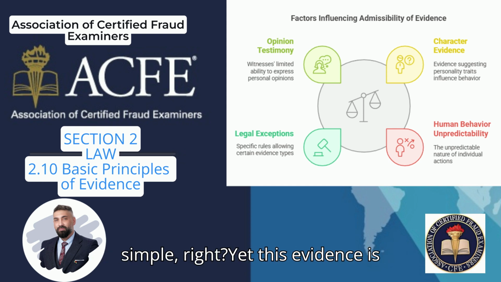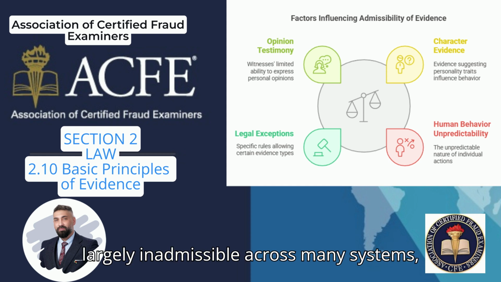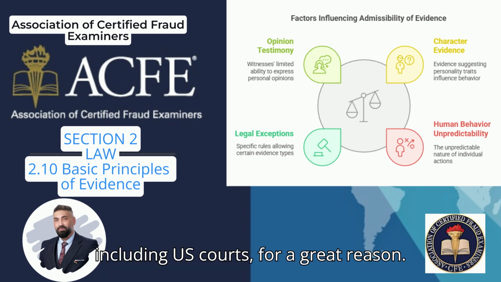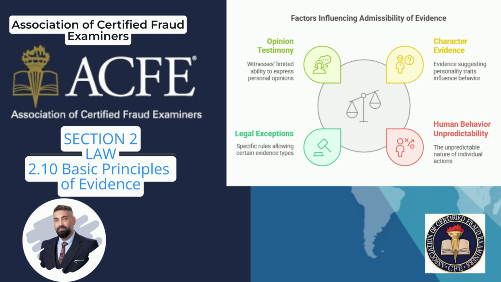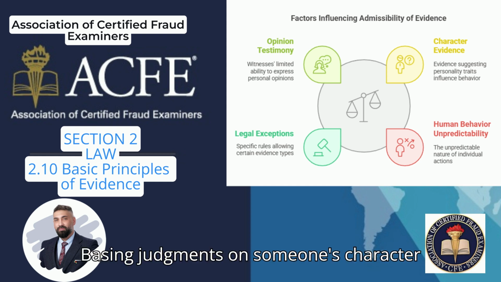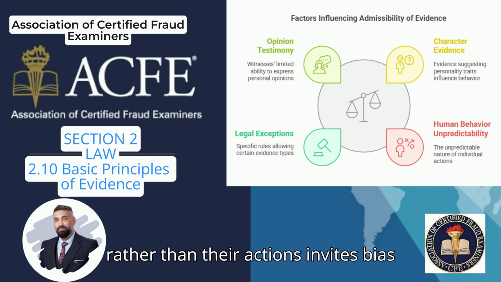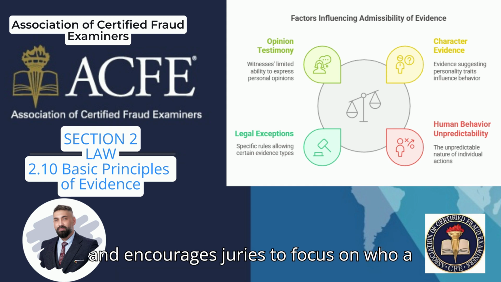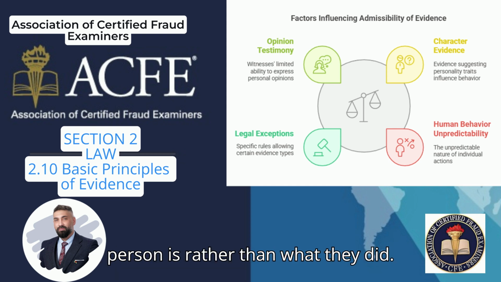Sounds simple, right? Yet this evidence is largely inadmissible across many systems, including US courts, for a great reason. Human behavior is unpredictable. Basing judgments on someone's character rather than their actions invites bias and encourages juries to focus on who a person is rather than what they did.